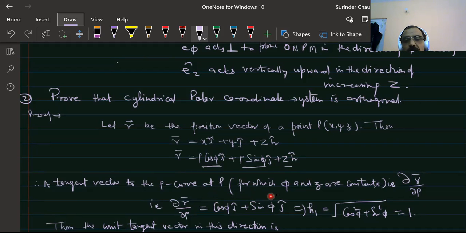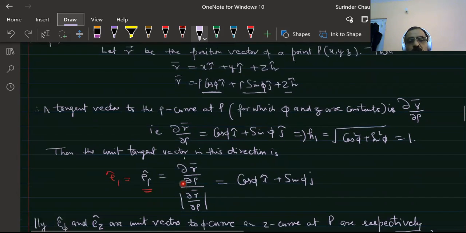That is phi, and z will remain constant. So the partial derivative of this r vector in cylindrical coordinates with respect to rho is cos phi i plus sin phi j, and its magnitude is equal to 1. Now what will be the unit vector for that?